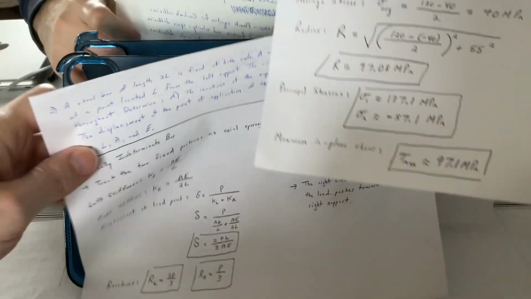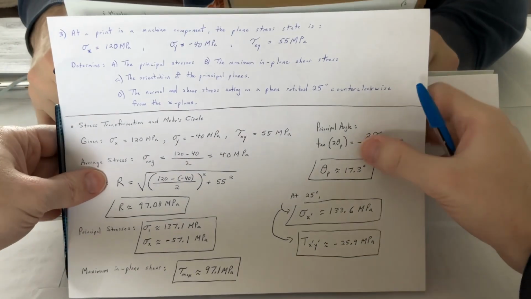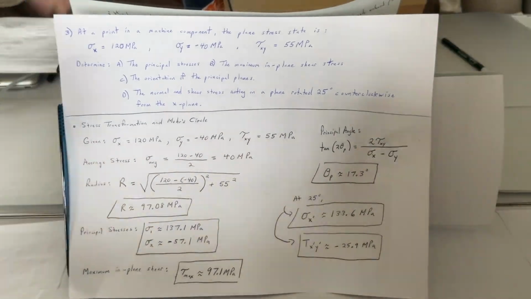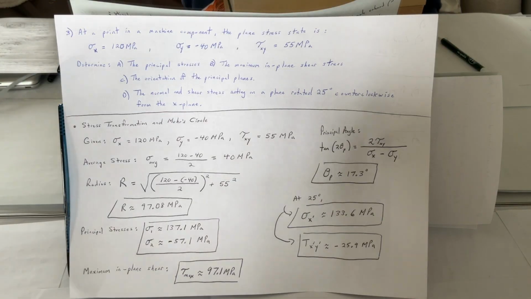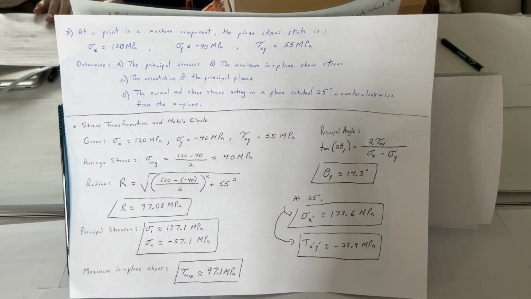Moving along, number three. Okay, at a point in a machine component, the plane stress state is sigma sub x is 120 MPa. Sigma sub y is negative 40 MPa. And tau sub xy is 55 MPa.